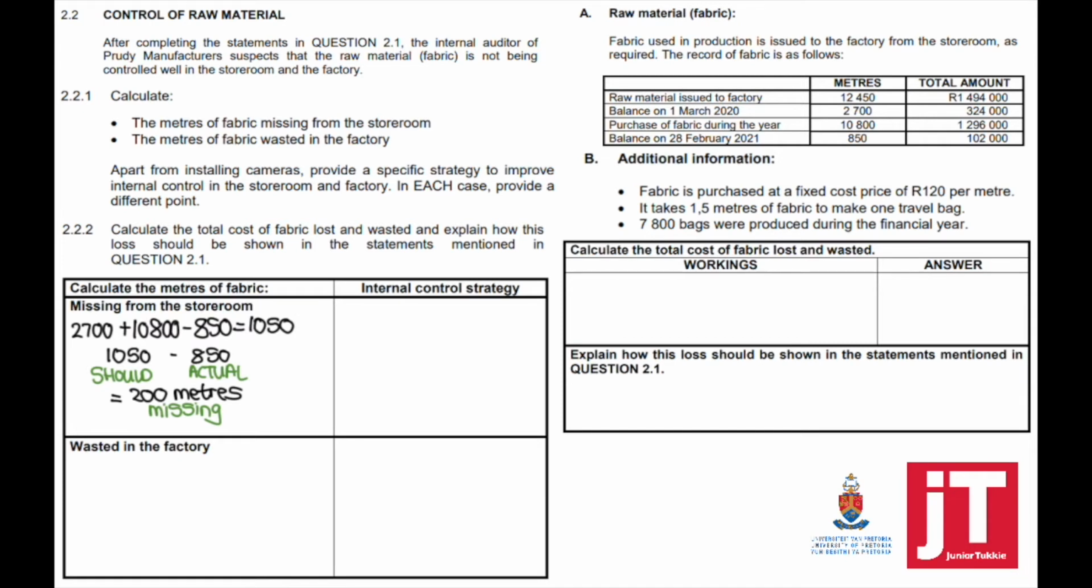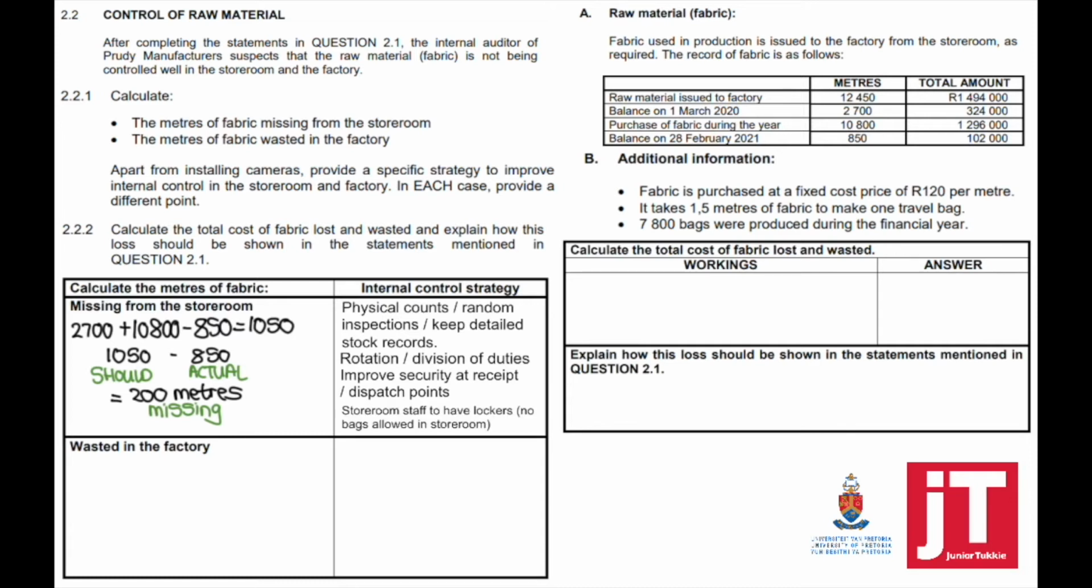So internal control strategies over the storeroom are physical counts or random inspections, or keep detailed stock records. Rotation or division of duties, improve the security at receipt or dispatch points, and the storeroom staff should have lockers. No bags should be allowed in the storeroom.